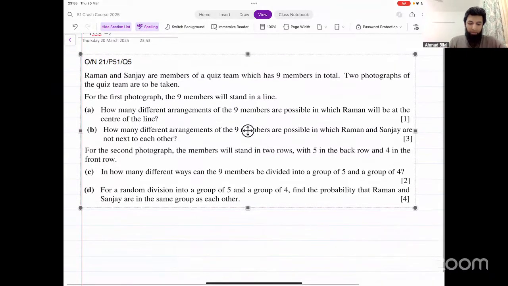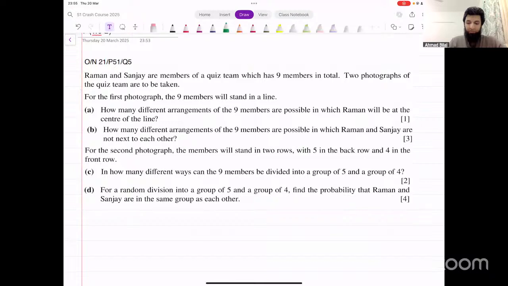Okay, Rahman and Sanjay are members of a quiz team, which has 9 members in total. 2 photographs of the quiz team are to be taken. For the first photograph, the 9 members will stand in a line. How many different arrangements of the 9 members are possible in which Rahman will be at the center of the line?